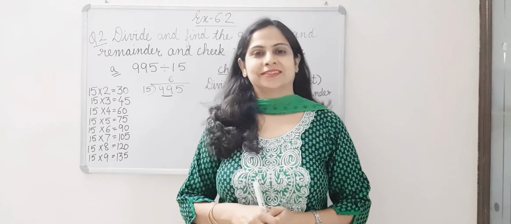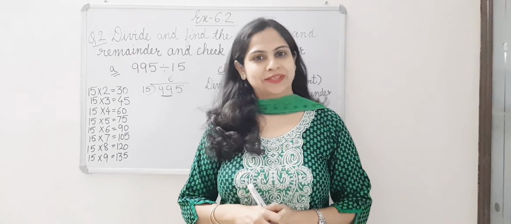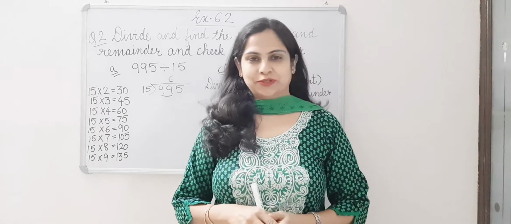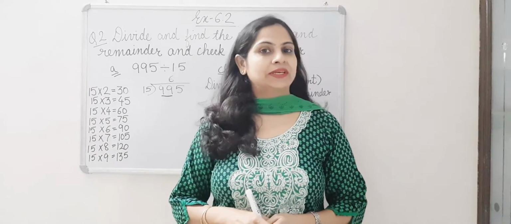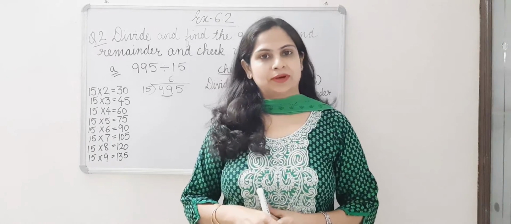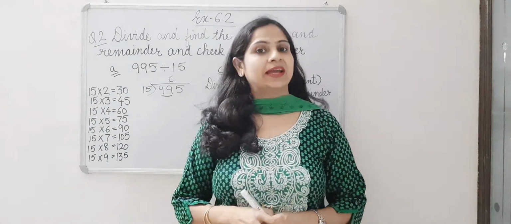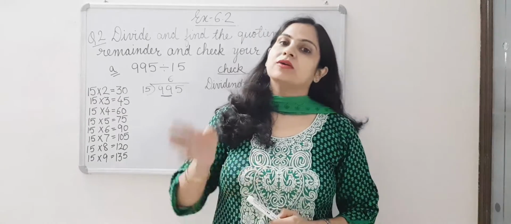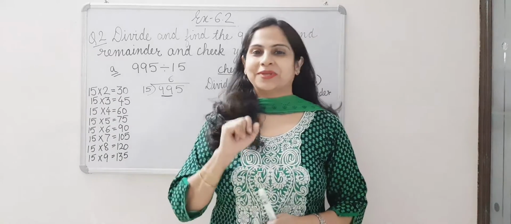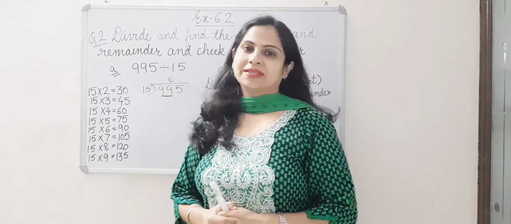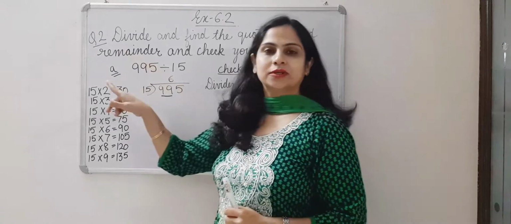Hello children, I hope you all have done question number 1 of exercise 6.2. In question number 1, we divided 4-digit numbers by 1-digit numbers. But in question number 2, we will divide 3-digit or 4-digit numbers by 2-digit numbers. Okay, now let's start question number 2.